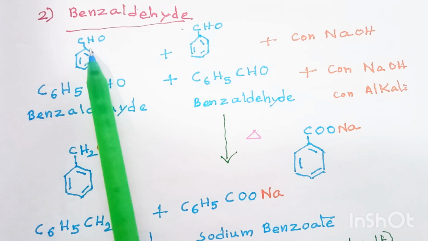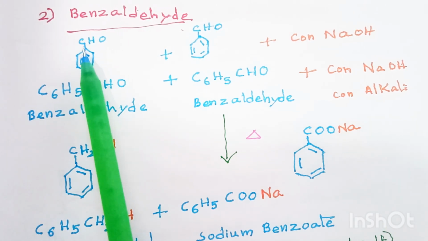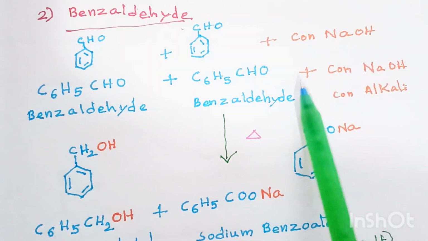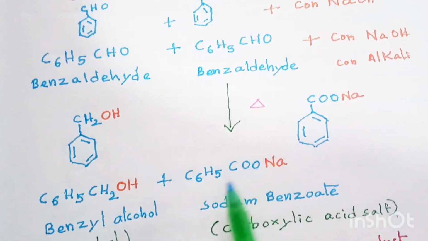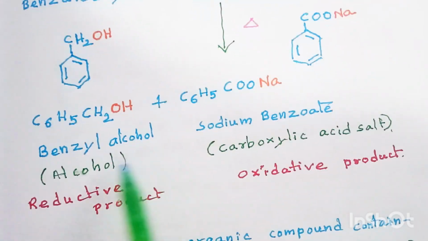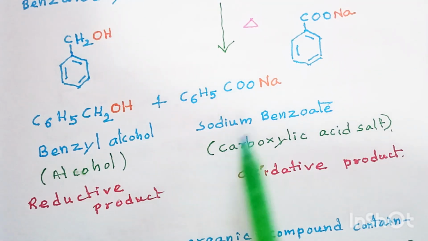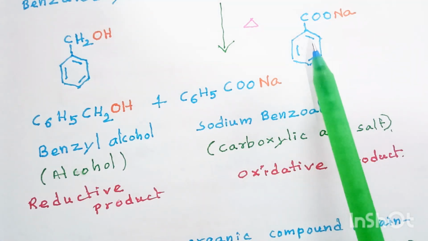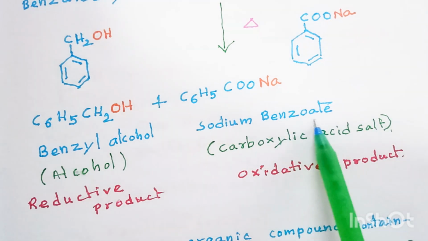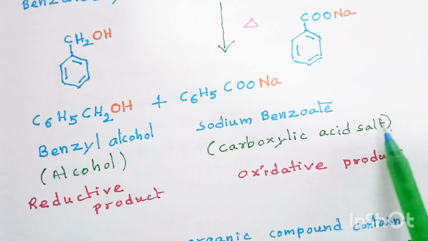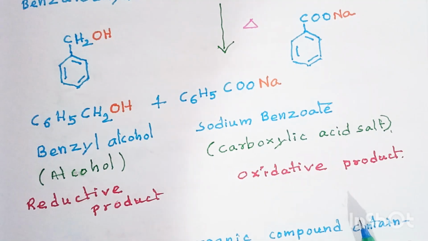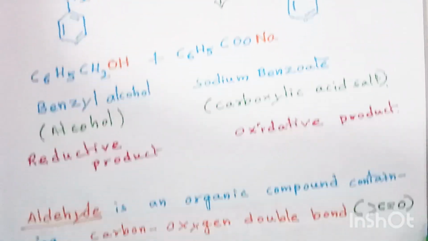benzene ring, to that attached CHO. On heating with concentrated sodium hydroxide, it gives C6H5CH2OH. This is benzyl alcohol, reductive product, and it also gives C6H5COONa, that is sodium benzoate, carboxylic acid salt. This is the oxidative product. This is Cannizzaro reaction.